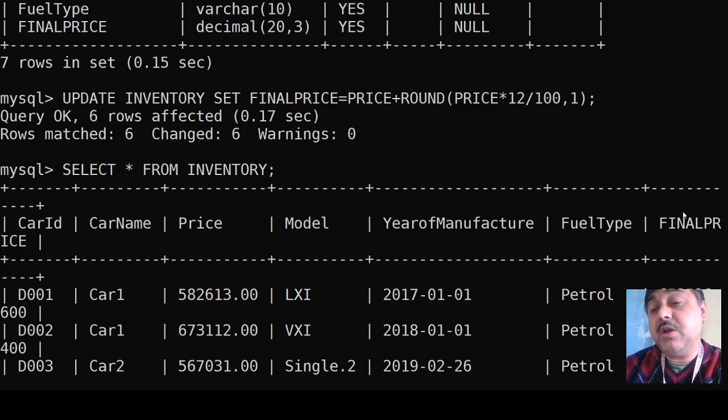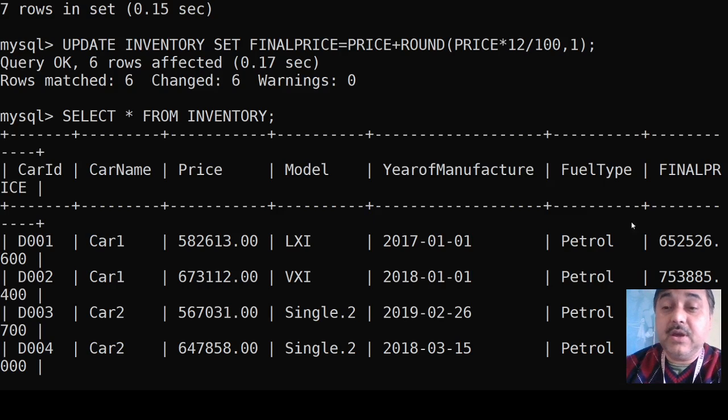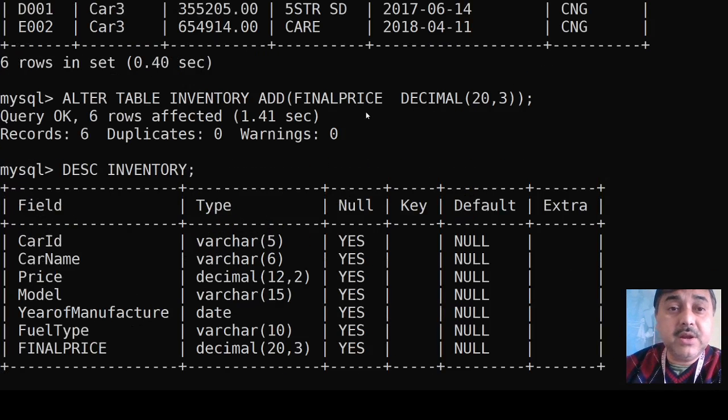So if you are introducing one new column, this new column will be introduced, and then we can insert the value. So this is the creation of a new column. We will use the ALTER command, as we have learned in class 11 also. ALTER TABLE, then the table name, ADD final price DECIMAL(20,3). That is the range we have specified.